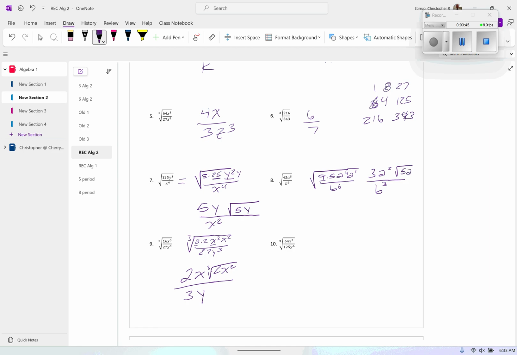Number 10, third root of 64. Let's break this up a little bit. So 64 is a perfect cube, so let's leave that. And then I'm going to make that x to the sixth and x to the first. And then 125 is a perfect cube because 5 times 5 times 5 is 125. And y to the sixth is perfect because 3 goes into 6 evenly. Third root of 64 is 4. Third root of x to the sixth, 3 goes into 6 twice. And then I'm just left with third root of x on top. And on bottom, third root of 125 is 5. Third root of y to the sixth, 3 goes into 6 twice.